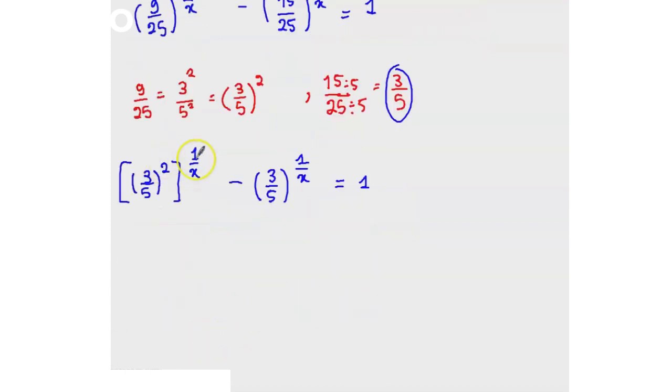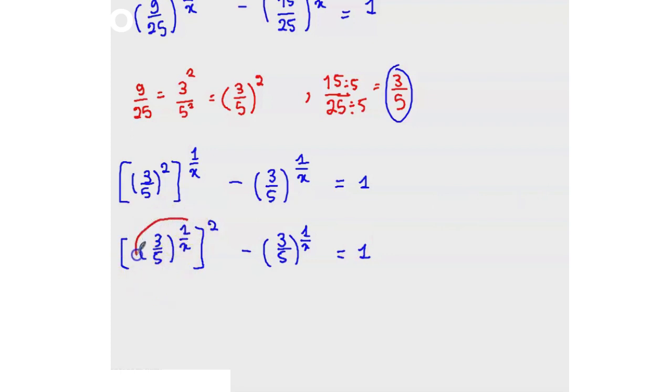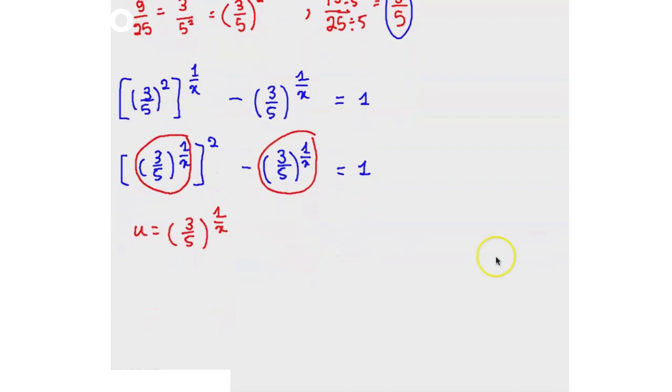And now we can switch between powers, so we can write it as 3 over 5 to power 1 over x all to power square, minus 3 over 5 to power 1 over x, equal to 1. Now if you notice, on the left hand side we have something in common, which is 3 over 5 to power 1 over x. So what we'll do is use the substitution u equal to 3 over 5 to power 1 over x. So the equation becomes u square minus u equal to 1.